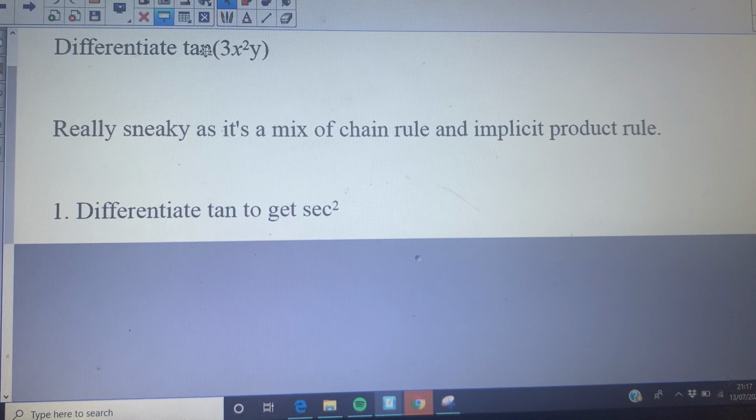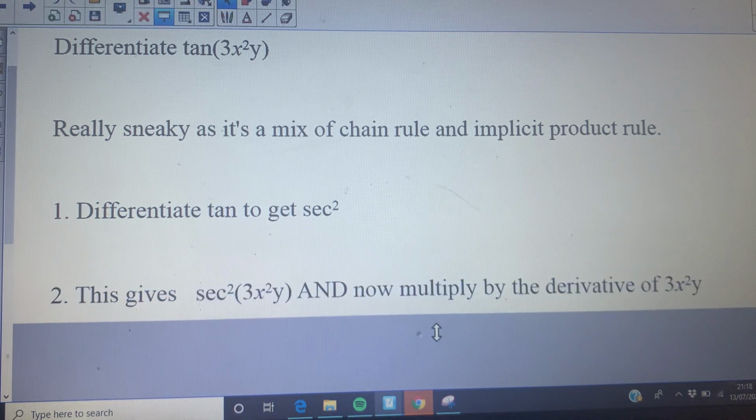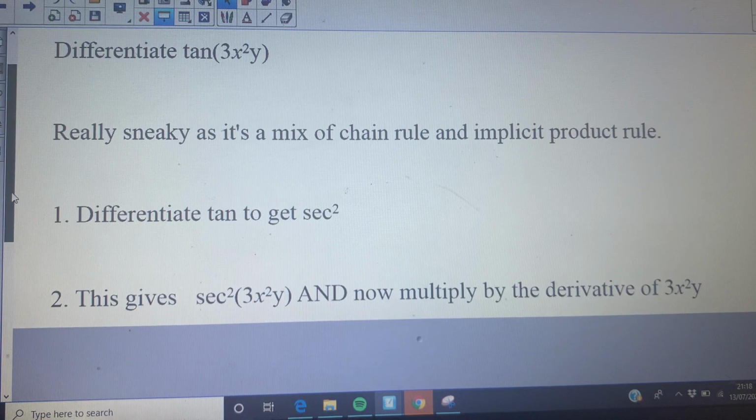I'm not going to use chain rule from first principles because that involves a whole y equal tan u, and then I'm going to use u for something else in my product. So I'm going to just differentiate tan, and I know from the lesson that you did with Mrs. Reed last week that the derivative of tan is sec squared. So my first step is that I've differentiated tan. So I've now got sec squared 3x squared y.